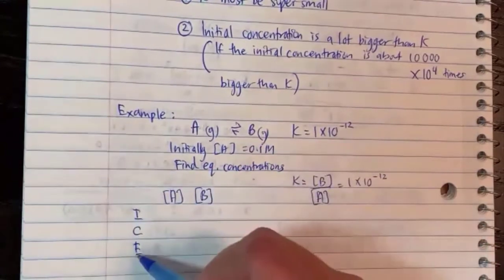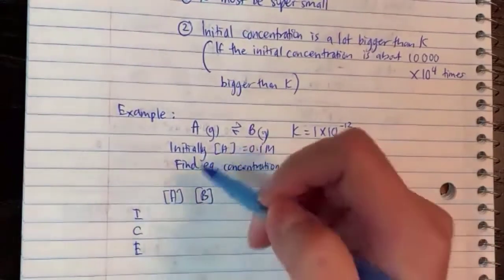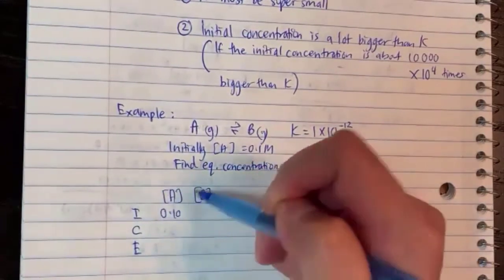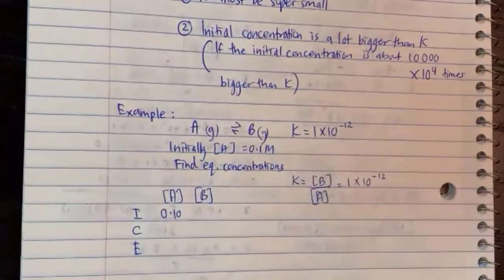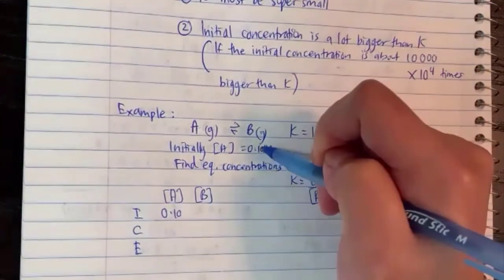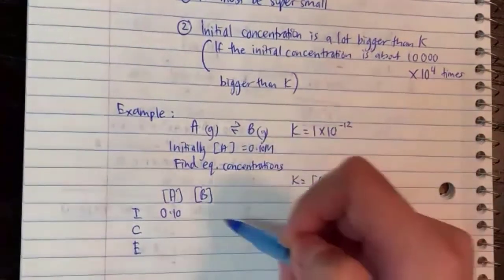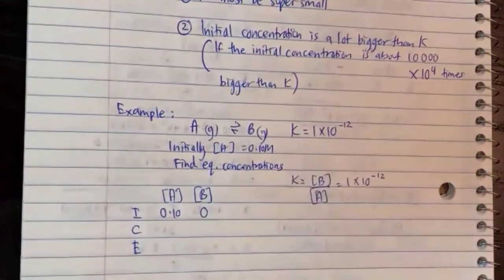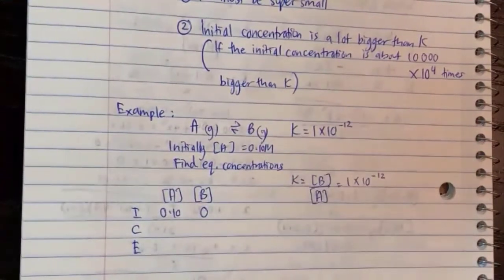And it says, initially I have A as 0.1, so this one goes here. Well, they didn't even put the 0.10, so I guess we can add a 0 here. All right, and then B is 0, because they didn't put any of that. And then it says find equilibrium concentration.